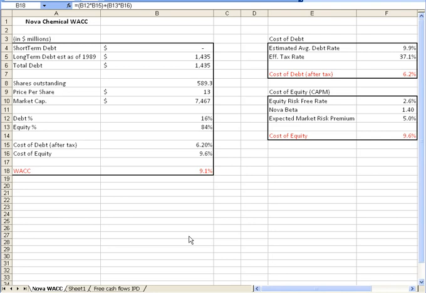All right, this is our final little video regarding weighted average cost of capital. And we're going to be looking at this number right here, very specifically, and at the equation that we use to get there. The equation simply states that B12, percentage of debt, times cost of debt, B15, plus percentage of equity, B13, times cost of equity, B16, gives us a weighted average cost of capital.